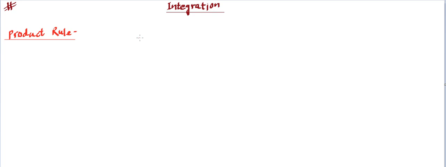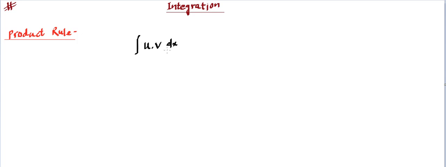So let's say we have two functions. One function is u and another function is v. This u and v are two functions. We can also use f and g for that purpose. And let's say this has to be integrated with respect to dx.